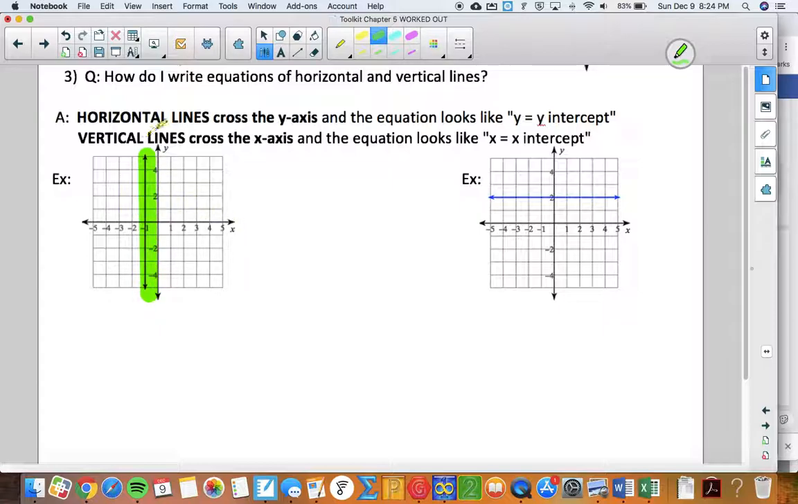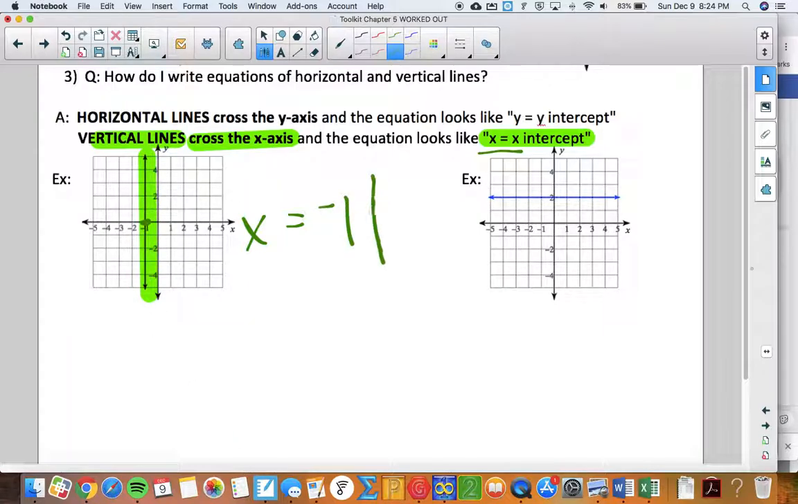Well, recall, vertical lines cross the x-axis. And the equation looks like x equals whatever the x-intercept is. And this line is a vertical line, and it crosses through the x-axis. So it's going to be x equals, and then ask yourself, what is the x-intercept? It's at -1.